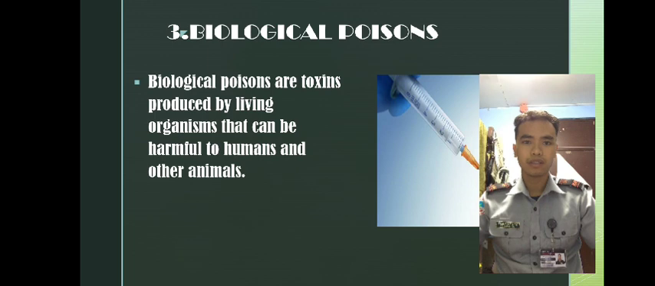Second, fungal toxins. Treatment for fungal toxin poisoning can include administering antifungal medications, providing supportive care like fluid replacement and oxygen therapy, and in some cases, using liver protectants or other treatments to reduce the effects of the toxin.